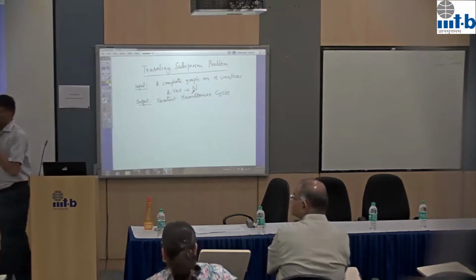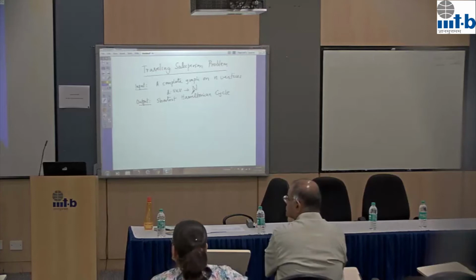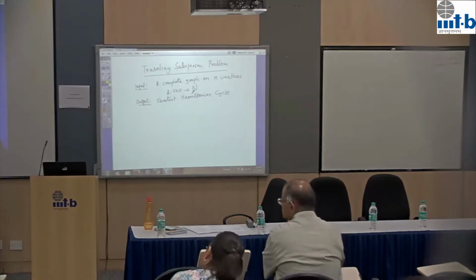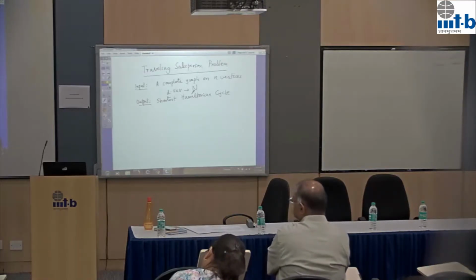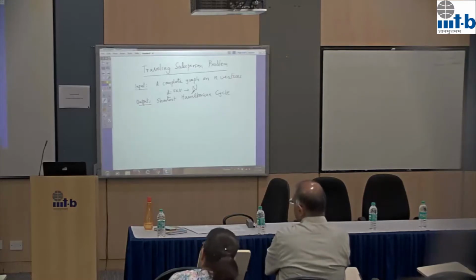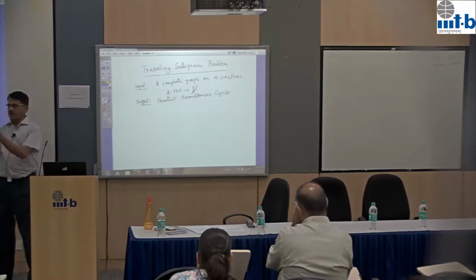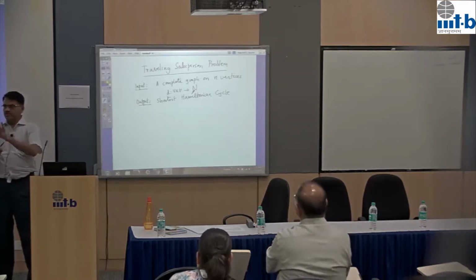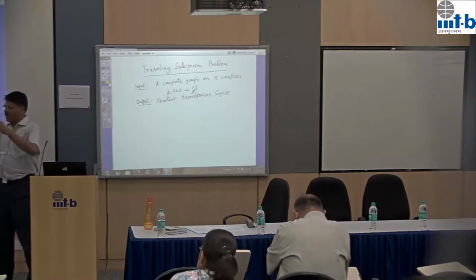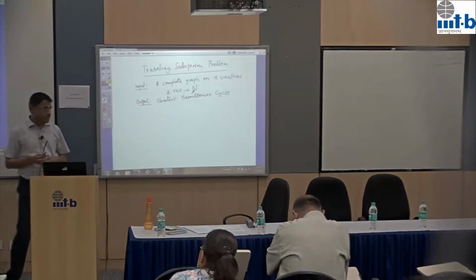How many are there? N factorial, right? Basically, take all possible permutations of your input. You might say, I go from 1 to 3 to 5 to 7 to 2 and so on, count the cost. Different permutation, count the cost, and collect the minimum. So that's an N factorial algorithm, right?